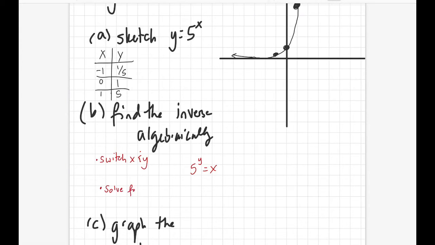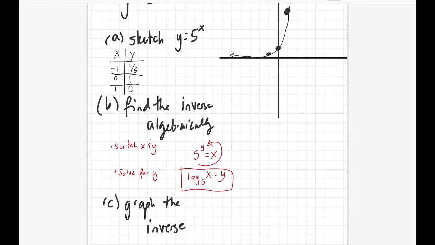And how can we rearrange the exponential to solve for y? We can rewrite it as a log. So I've got log base 5 of x equals y. I just rewrote it, rearranged it. So now let's actually graph this thing. So we've got log base 5 of x equals y, and we need to graph this inverse. That's our new inverse equation.